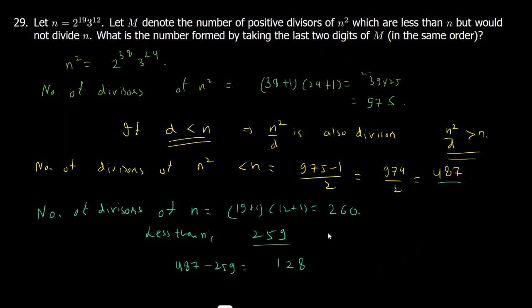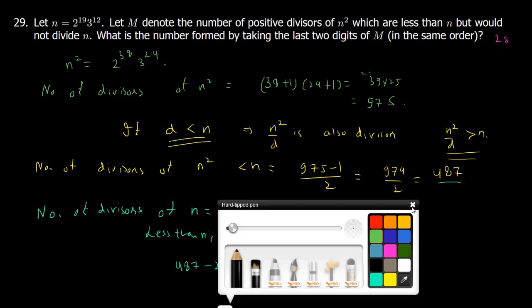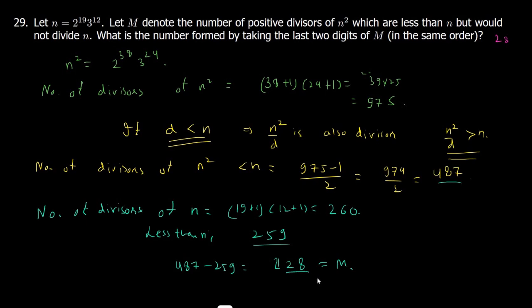So what is the question asking? Suppose this is my number m, then what is the number found by taking the last two digits of m? The answer to this question should be 28. This number is 228, by the way, so anyway the last two digits are 28.